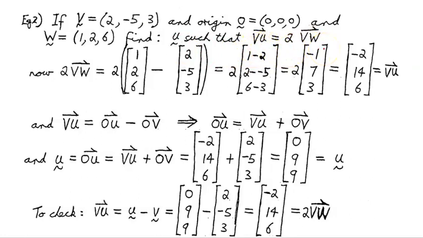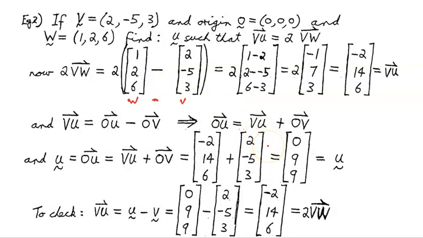Okay, now let's just have a look here. Now, 2VW, where VW is a vector going from V to W, means that we have 2 times the vector W minus the vector V. W minus V gives us a vector from V to W. I know that sounds odd, but by taking the final minus the initial, you're going from V to W. You're getting the difference between the two, W minus V. So W is 1, 2, 6, and V is 2, negative 5, 3. There's a minus in the middle, so watch out for that.